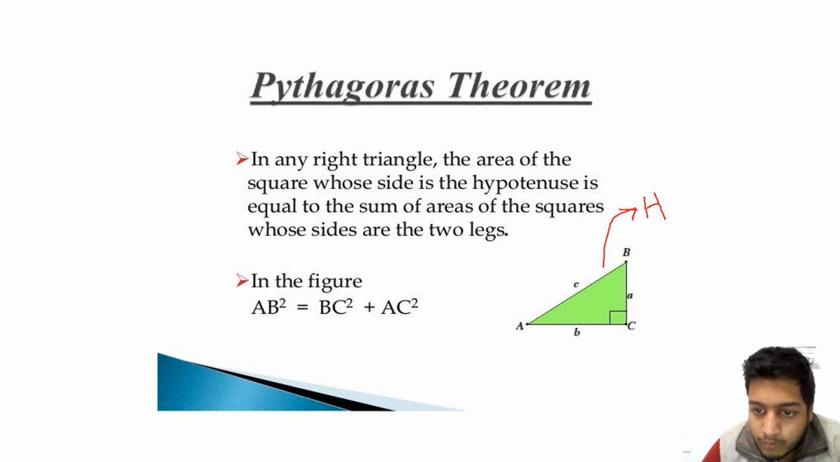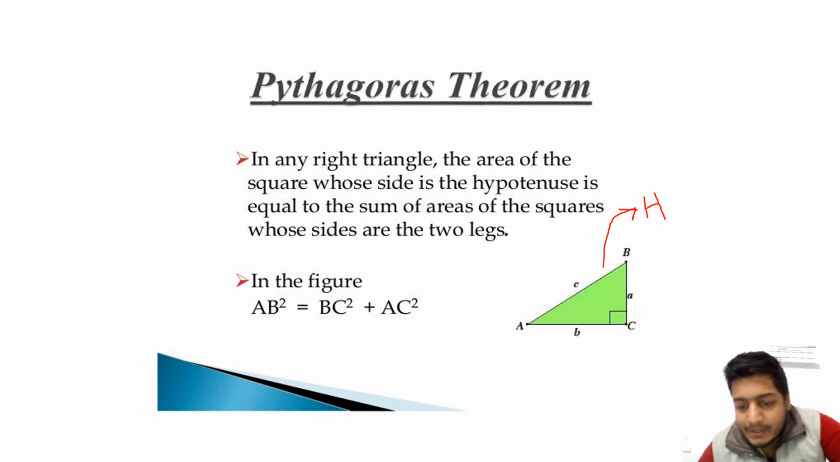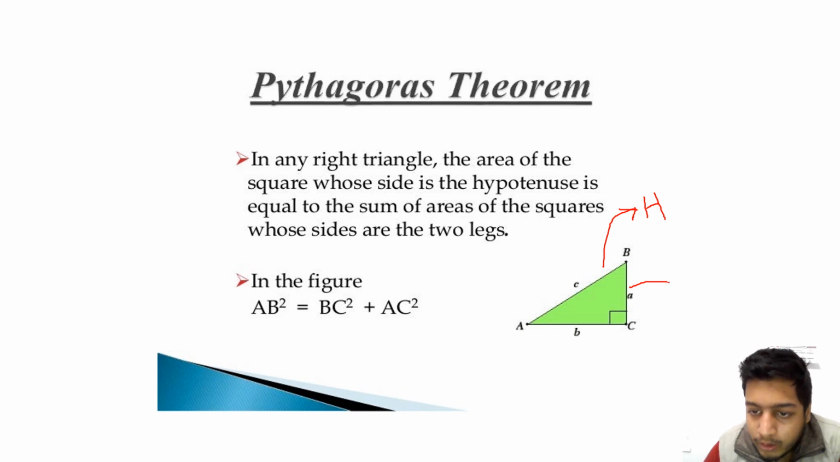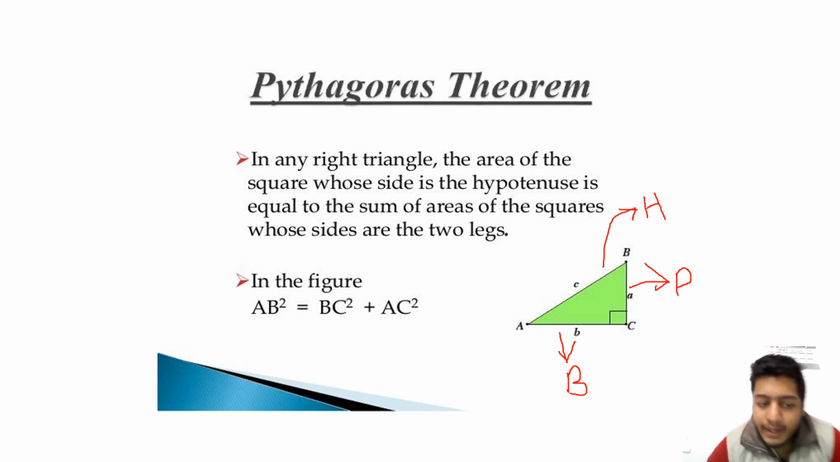Now the other two sides, which are the adjacent sides: this is the perpendicular, which is denoted by p, and this is the base, which is denoted by b. So basically h square is equal to p square plus b square, or c square is equal to a square plus b square.